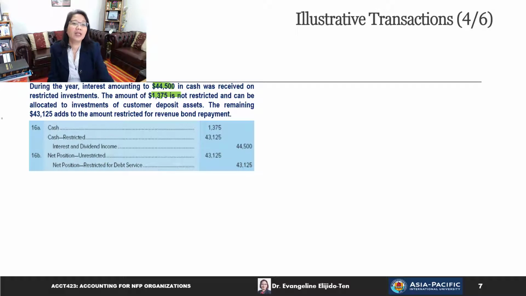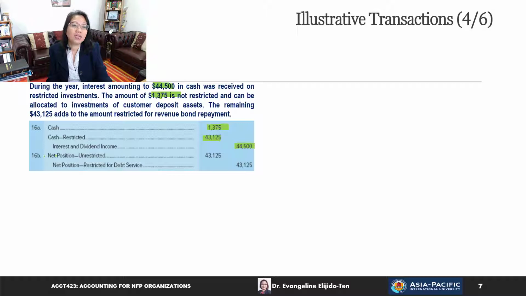So our entry would be to debit cash 1,375, the unrestricted amount, debit also cash restricted 43,125, and credit interest and dividend income for the full amount, $44,500. Now, we also need to record this in the net position because there is that restricted and unrestricted portion.